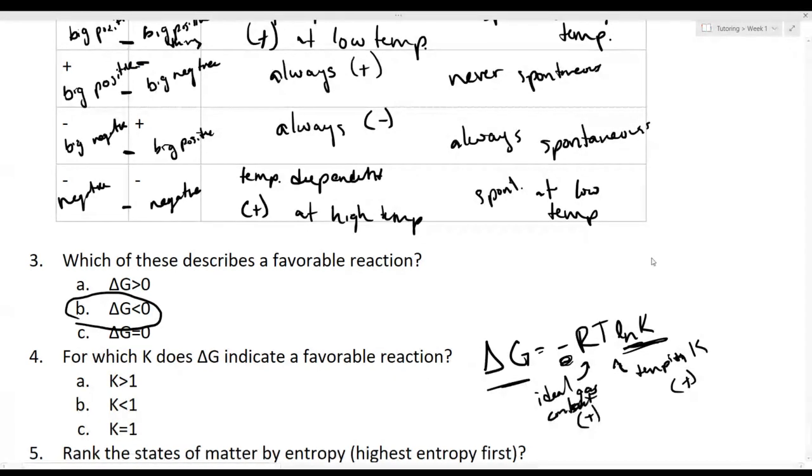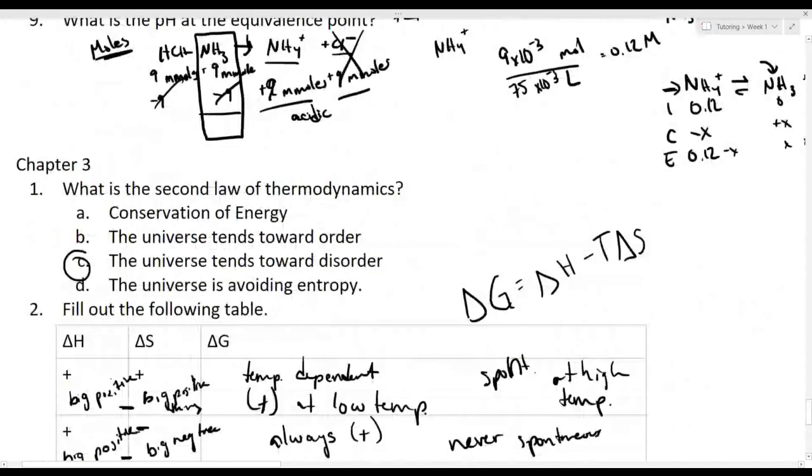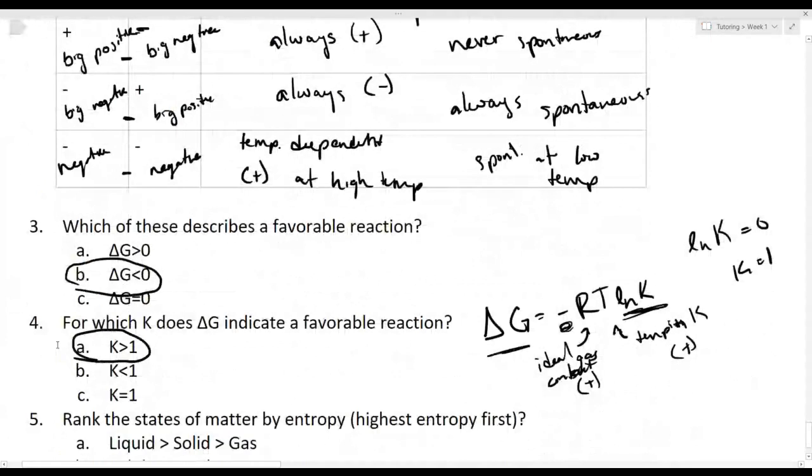A. Yes, you guys are exactly right. When the natural log of k equals 0, k equals 1. When k is above 1, the natural log is positive. When k is below 1, the natural log is negative. So you guys are exactly right. Number 4 and number 2 were just designed to make sure that you see these equations and know how they affect things, okay?